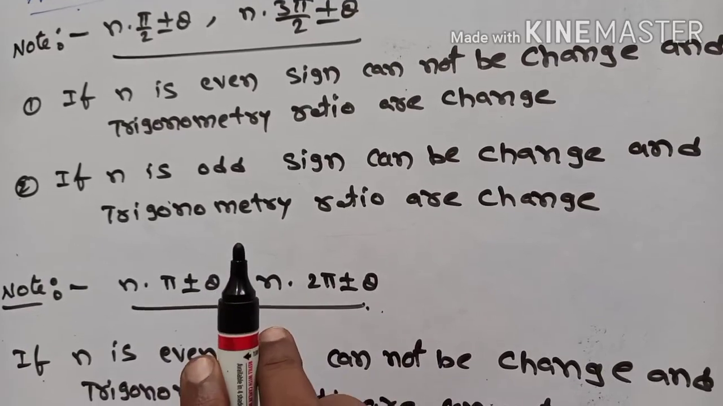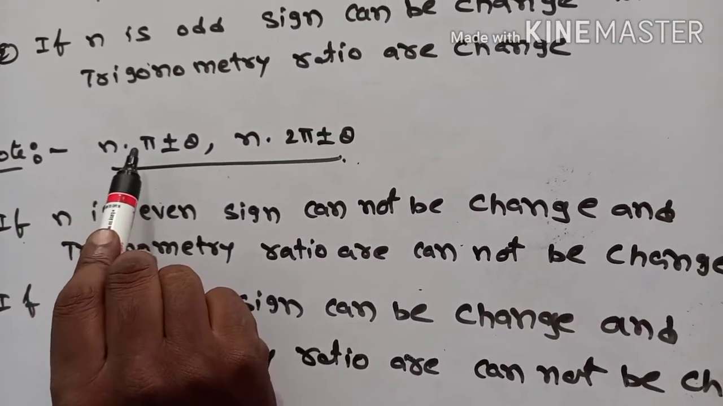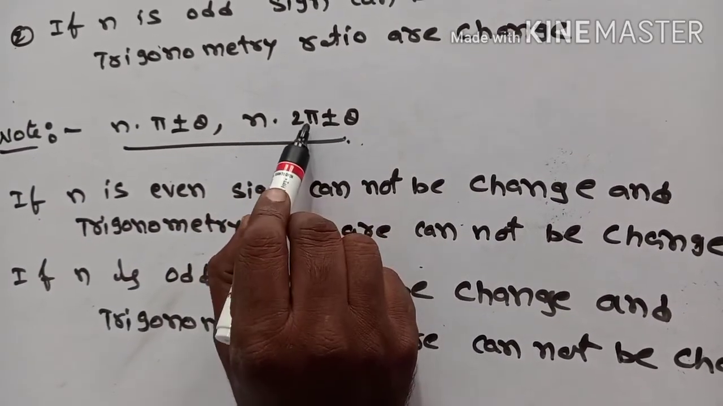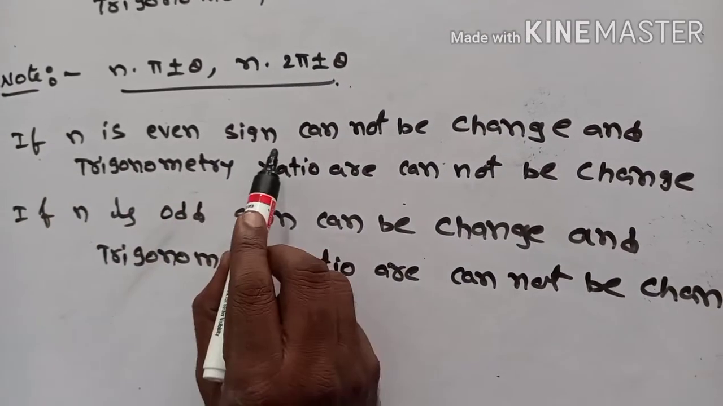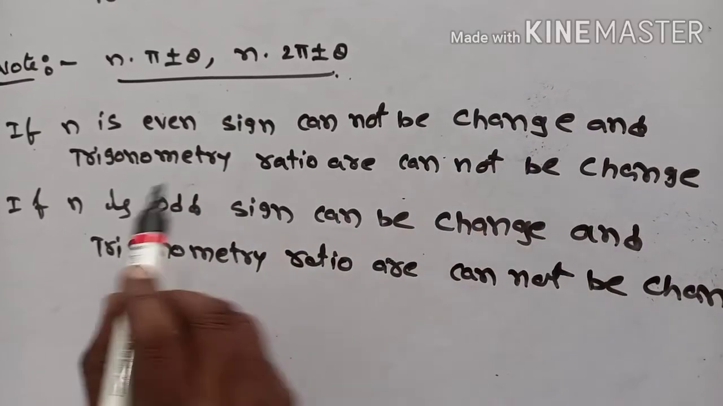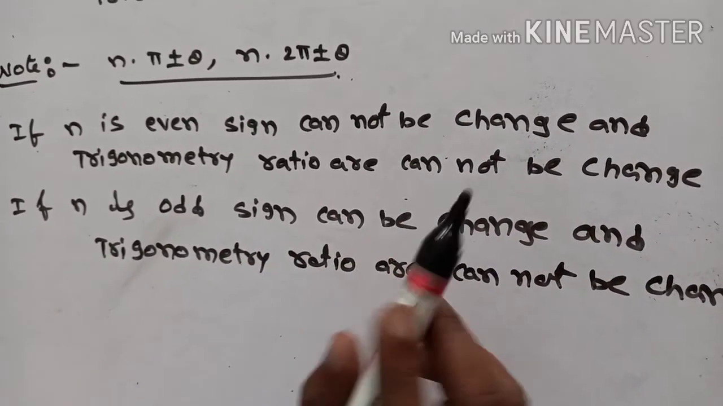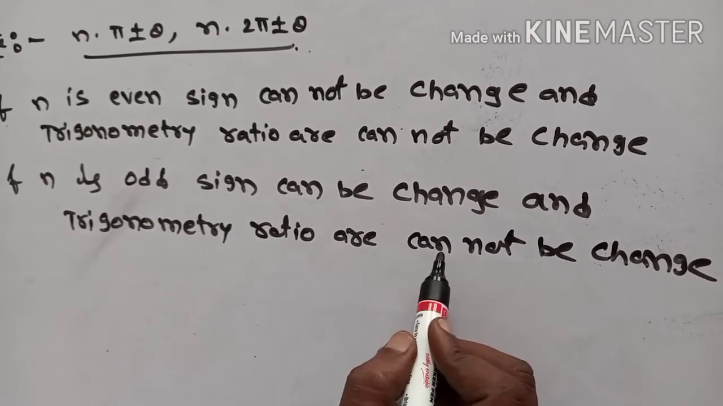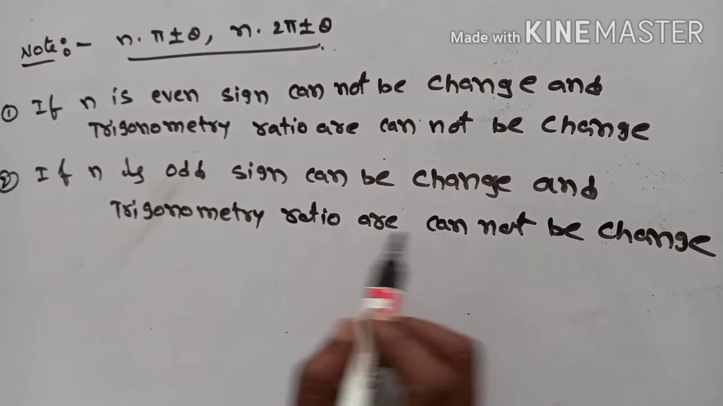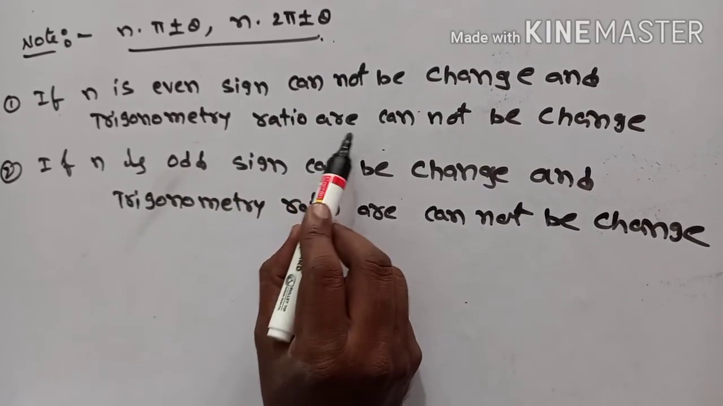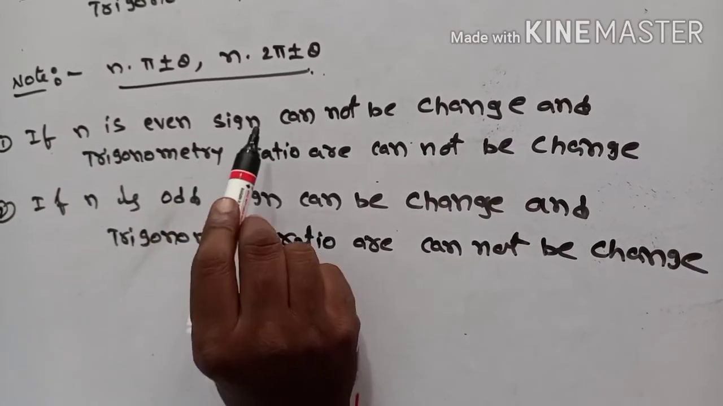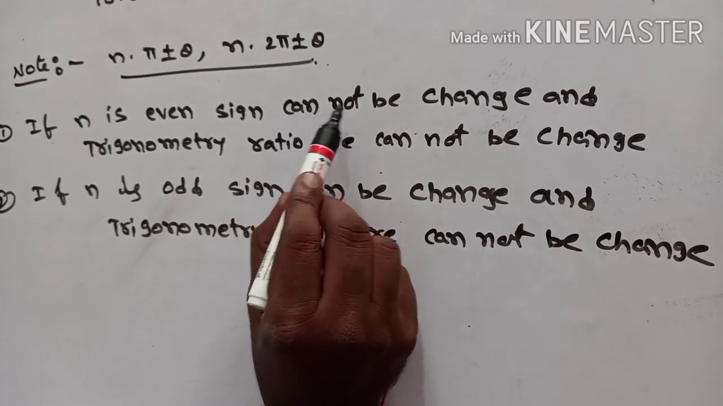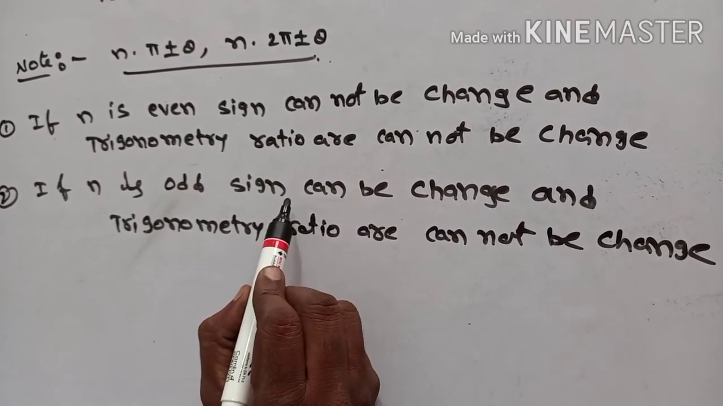Now next note point: n into pi plus or minus theta, where pi means 180, and n into 2 pi plus or minus theta, where 2 pi means 360. If n is even, the sign cannot be changed and the trigonometric ratios are not changed. If n is odd, the sign can be changed, but the trigonometric ratios cannot be changed. In these two cases the trigonometric ratios are not changed, only the sign changes. If n is even, the sign cannot be changed. If n is odd, the sign can be changed.